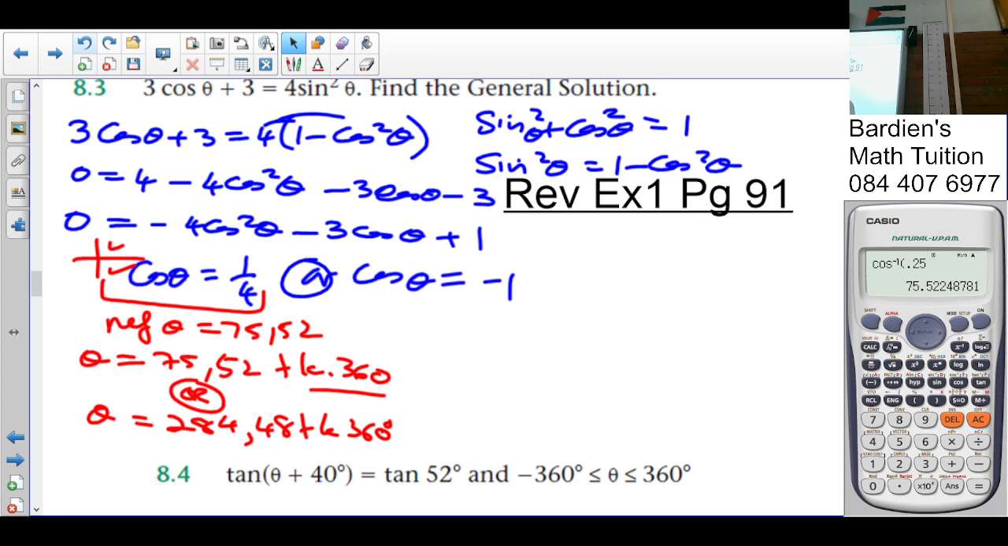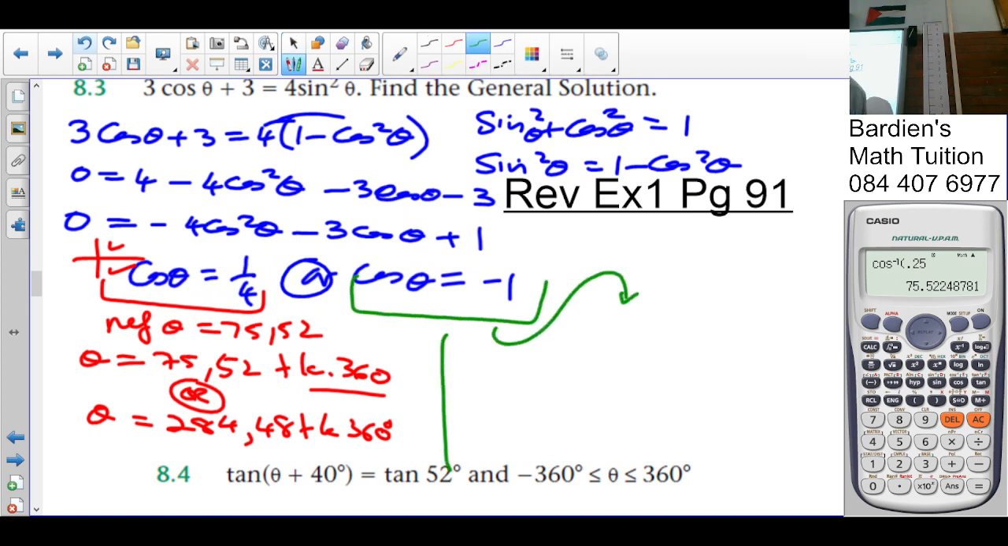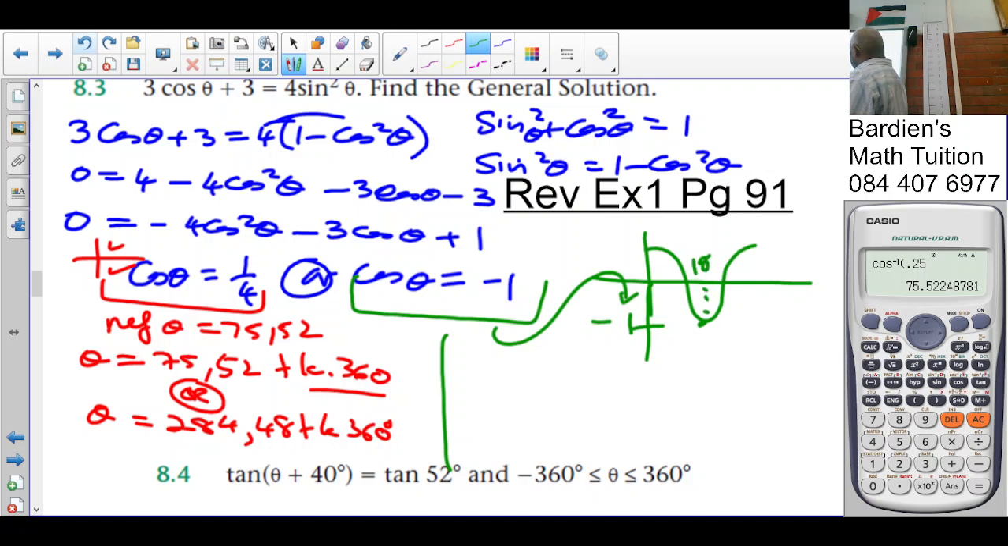So now we're going to look at cos of minus 1. So that takes you to the cos graph. The cos graph starts at the top and does that. Cos of minus 1 is equal to 180 degrees. Can you see that, people? It's only one point on the cos graph that is negative 1.